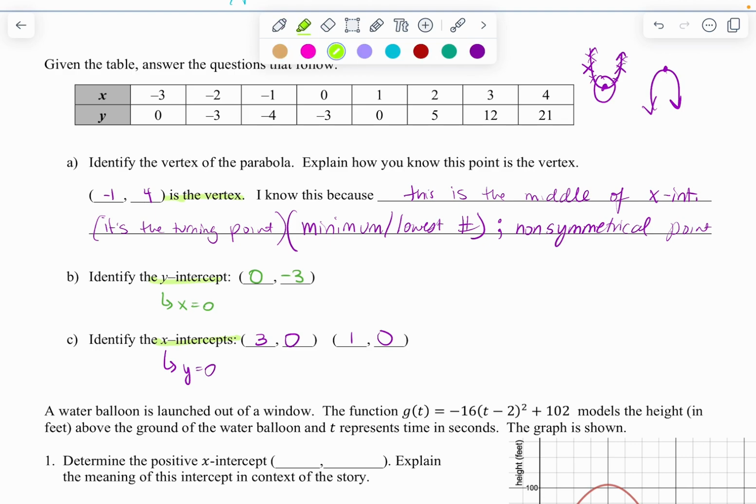I think the middle idea is really smart because it connects back to what we did last unit, where this is exactly in the middle of your two greens, and your greens are your x-intercepts. But any of these options that I just mentioned would have been just fine too.